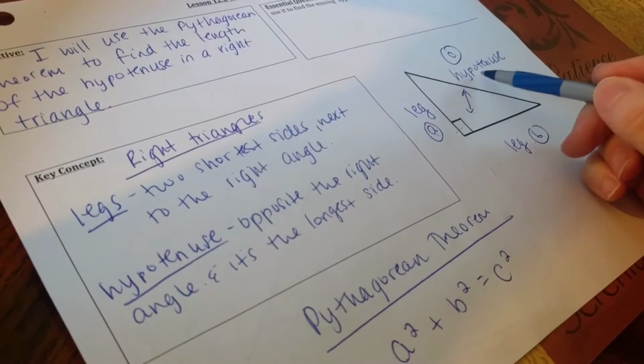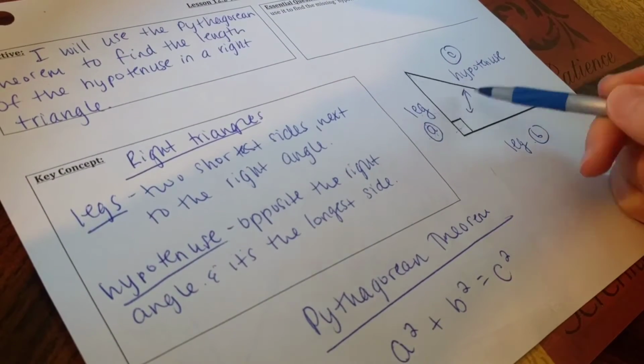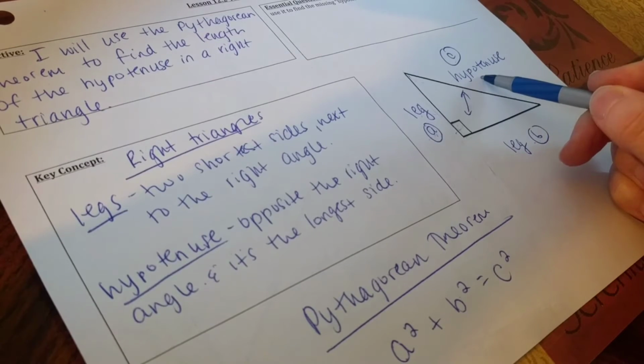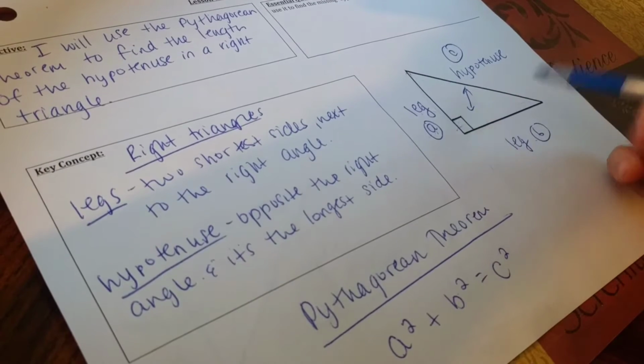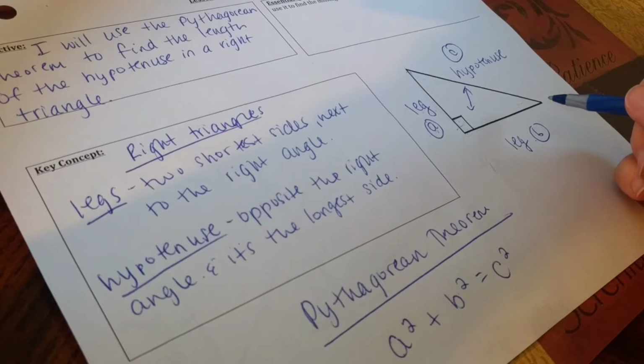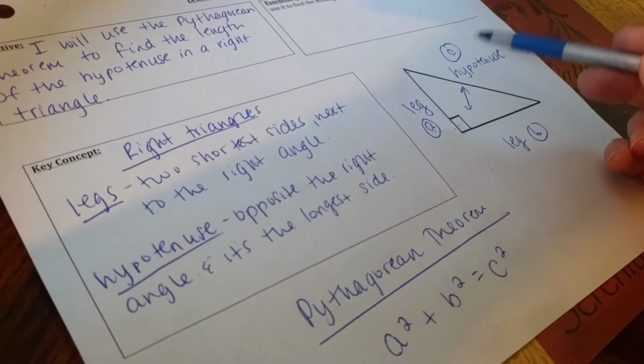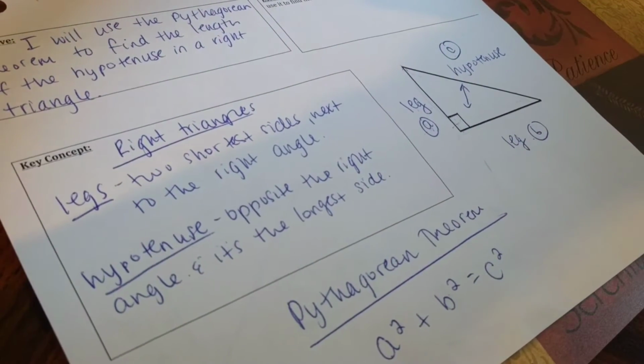Remember, the hypotenuse is the longest side opposite the right angle, and the other two sides, the shortest sides next to the right angle, are called the legs. The legs have to be A and B, and the hypotenuse always has to be C. All right, so let's look at the Got It.